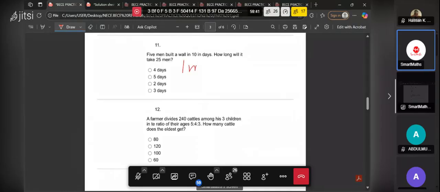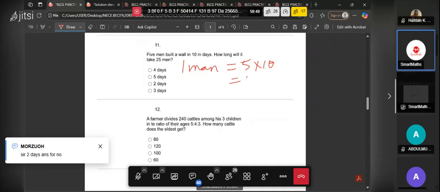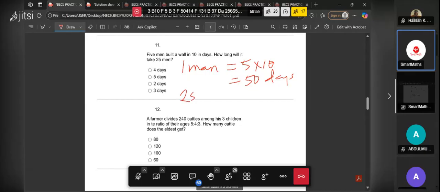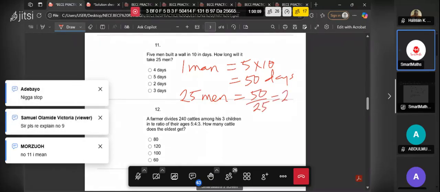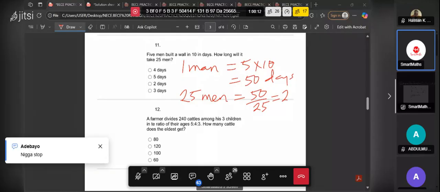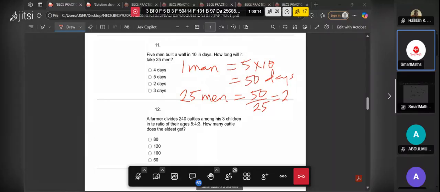times 10. So that would be what? 50 days. Now 25 men. The work that was done by 1 man for 50 days will be divided among 25 men. So that would be 50 divided by 25. So that gives us 2 days. All right. Is that clear?